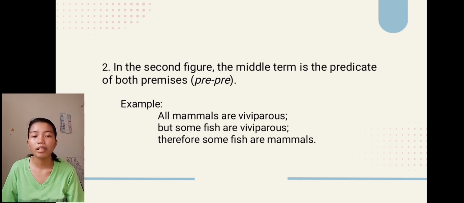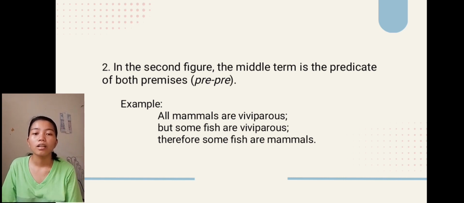Example: all mammals are viviparous, but some fish are viviparous. Therefore, some fish are mammals. The middle term in this example is viviparous. In the major premise, the middle term is in the predicate, and in the minor premise, the middle term is also in the predicate.